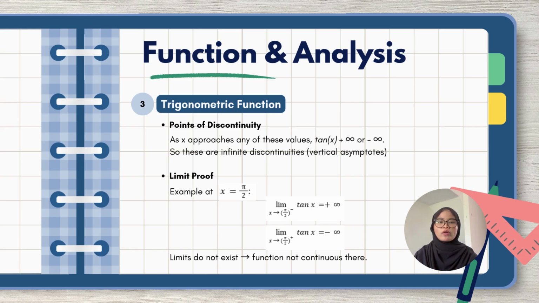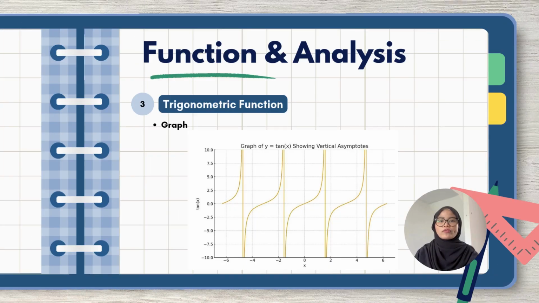So the limit proof of the trigonometric function, for example at x equal pi over 2. The limit as x approaches pi over 2 from the left of tan x equal plus infinity. The limit as x approaches pi over 2 from the right of tan x equal minus infinity. So the limits do not exist, which means the function is not continuous there. So here is the graph of y equal tan x showing vertical asymptotes.